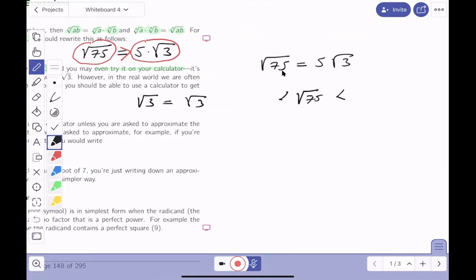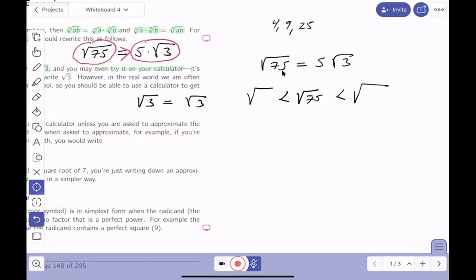is between two numbers. Now I'm going to look at perfect squares. What is it between? What's the perfect square smaller than 75? And I'm talking about perfect squares, by the way. What are the perfect squares? Like 4, that's 2 squared. 9, that's 3 squared. 25, whoops, I forgot 16.